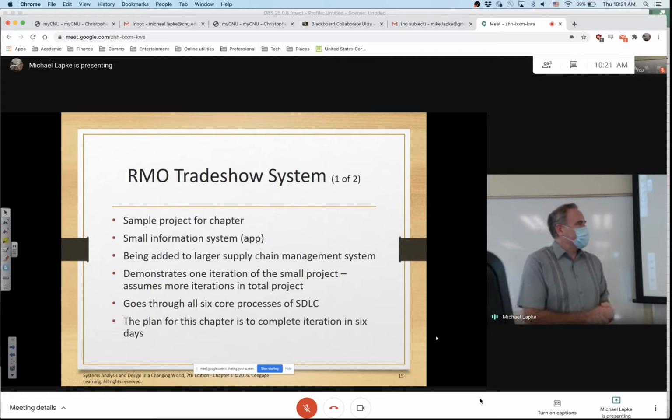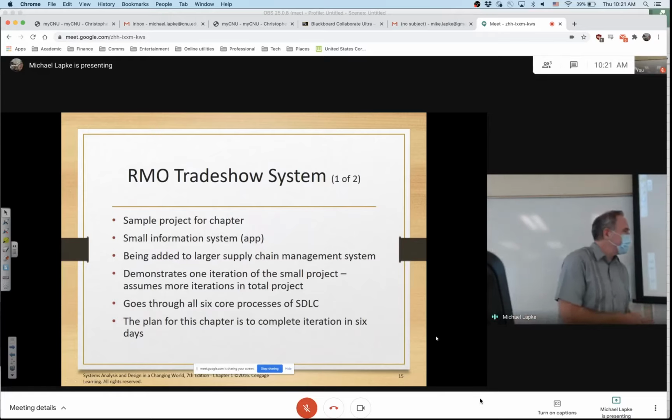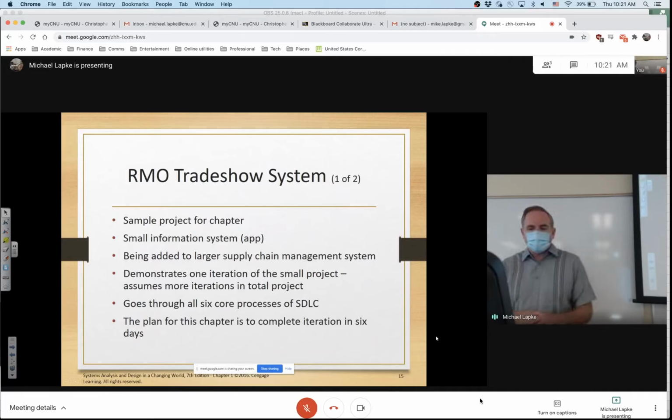Being added to a larger supply chain management system, so they already have a system in place that manages their inventory, their sales, all the things that go into supply chain management. Demonstrates one iteration of the small project and assumes more iterations in the total project. We're going to go through all 6 core processes of the SDLC. And we would complete this iteration in 6 days.